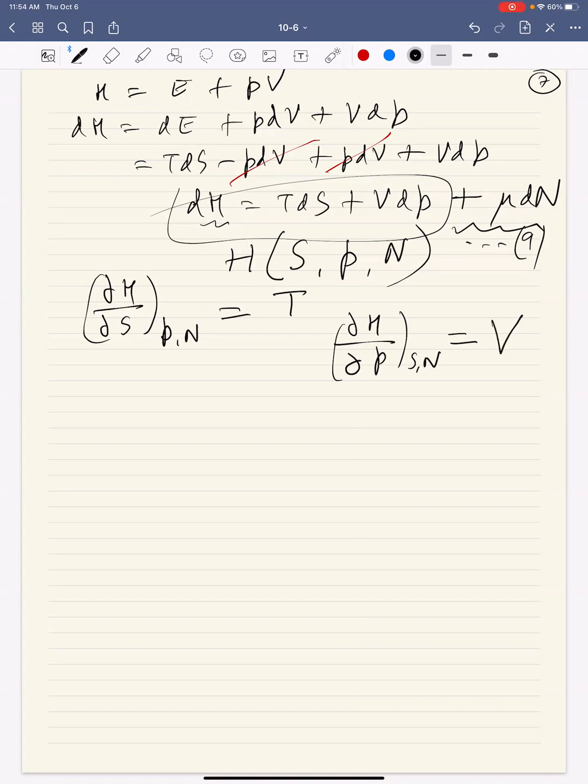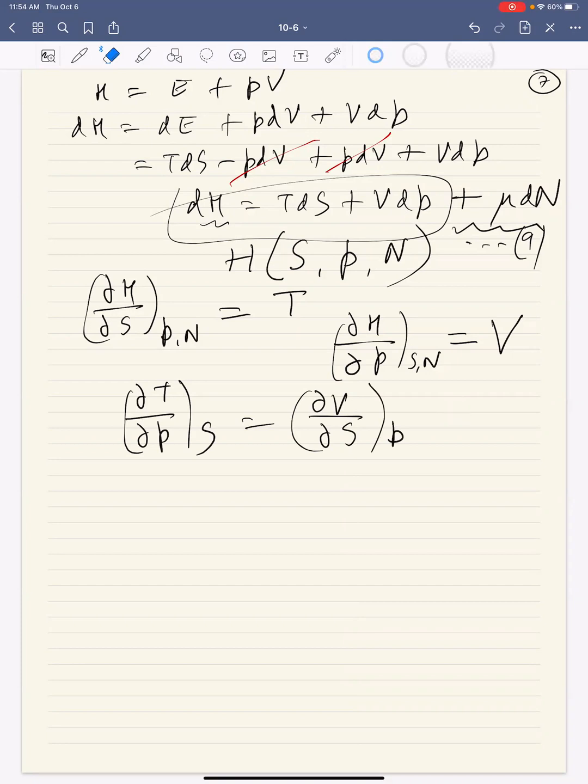And what about the Maxwell relation? That will be partial T by partial P at constant S is equal to partial V by partial S at constant P, correct? That's our Maxwell relation number 3. Once again, don't try to remember it, but just remember the gist of it.